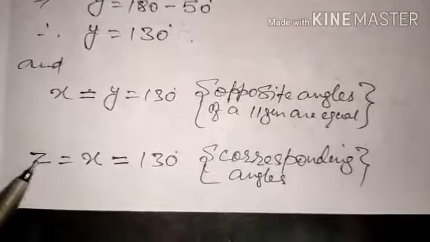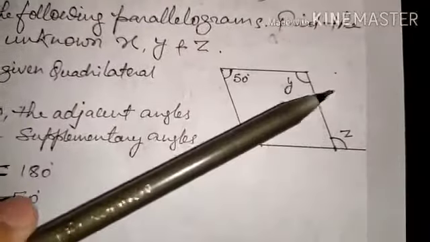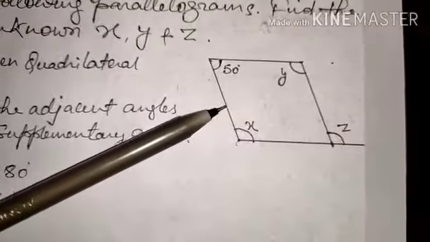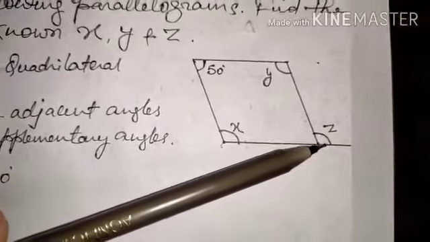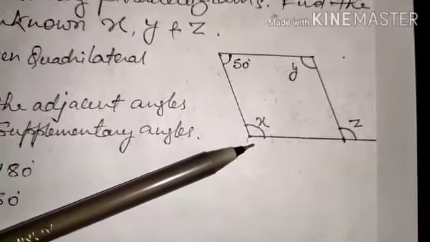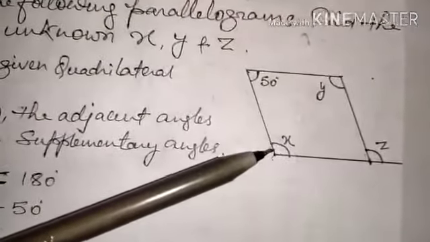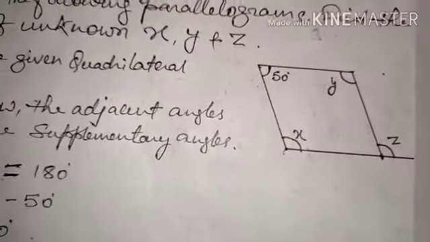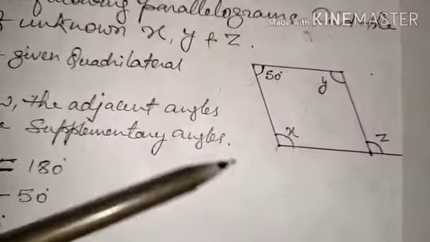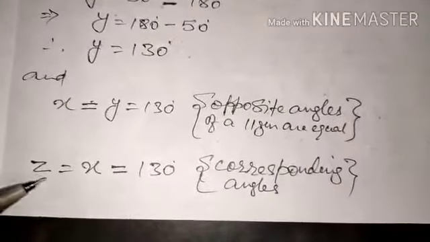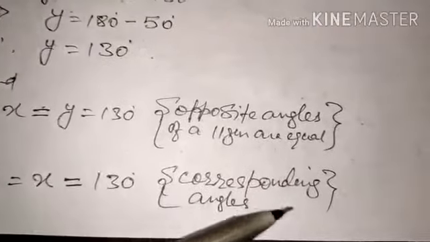Now next, z is equal to x is equal to 130 degrees. Now come here. As we know, the sides of a parallelogram are parallel to each other, so this line is parallel to this line. So obviously this angle and this angle make a corresponding angle pair, so they must be equal. These things we had already discussed in our class 7. So x is equal to z. That only I had used. z is equal to x is equal to 130 degrees, corresponding angles.